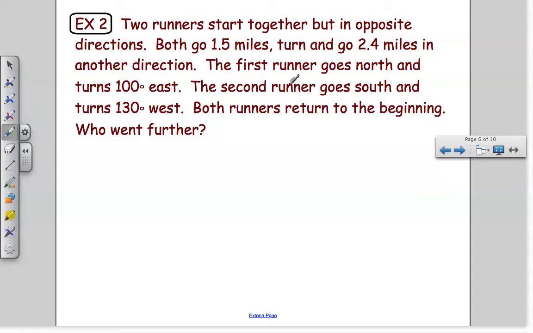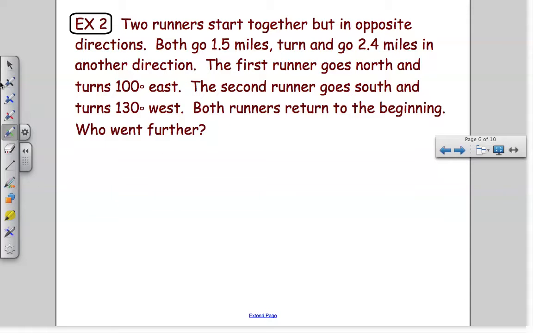The first runner goes north and turns 100 degrees east. The second runner goes south and turns 130 degrees west. Both runners return to the beginning. Who went further? Well, I know they went the same distance at the beginning and then on their turn, so I guess it's a question of who went further on that last part because of the degree of turn.